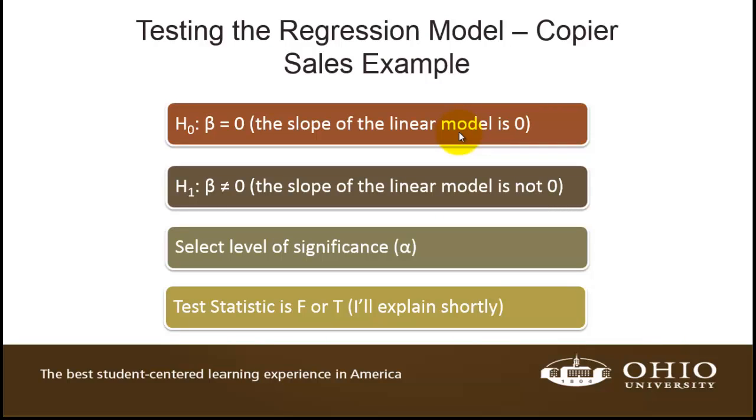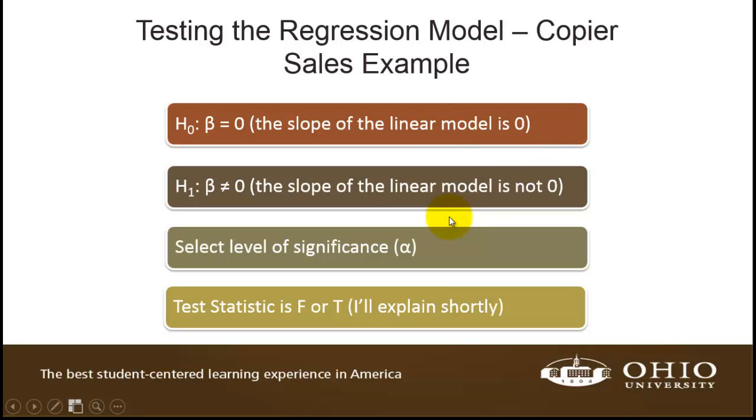Okay, now when we look at the regression model, we're actually doing a hypothesis test. We're testing the hypothesis that beta is equal to 0. Now remember, beta was the slope of the straight line, and a value of 0 for beta would indicate that there's no relationship at all between x and y. The alternate hypothesis is that beta is not 0, and if we reach that conclusion, then we're saying that there is a significant relationship between the independent variable x and the dependent variable y based on whatever level of significance we choose.